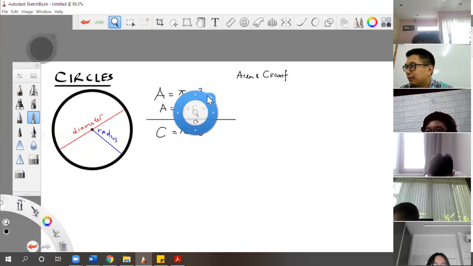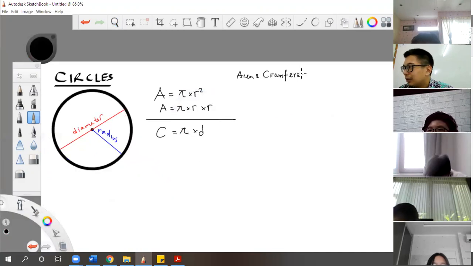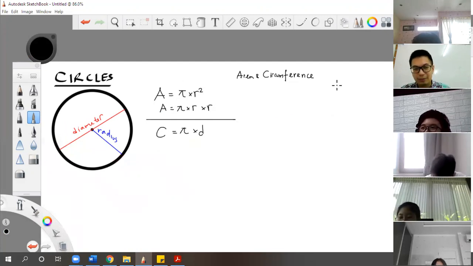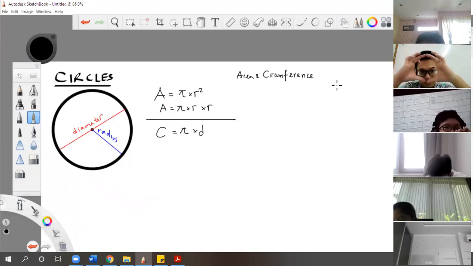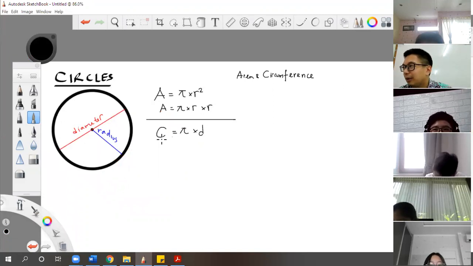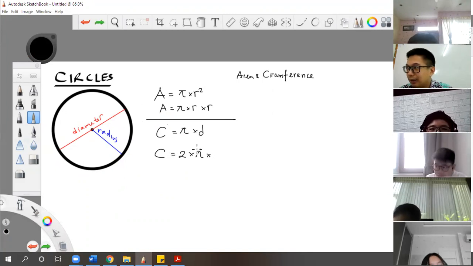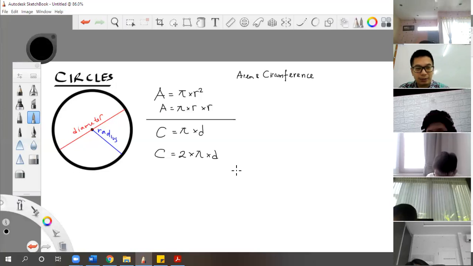What is the difference between circumference and perimeter? The perimeter is for the straight line, circumference is for the curved line, but the essence is the same: the length of the edges. Pi times d, or I can just write 2 times pi times r, because diameter and radius are double each other. Diameter is double the radius; radius is half of the diameter. Okay, please memorize that.